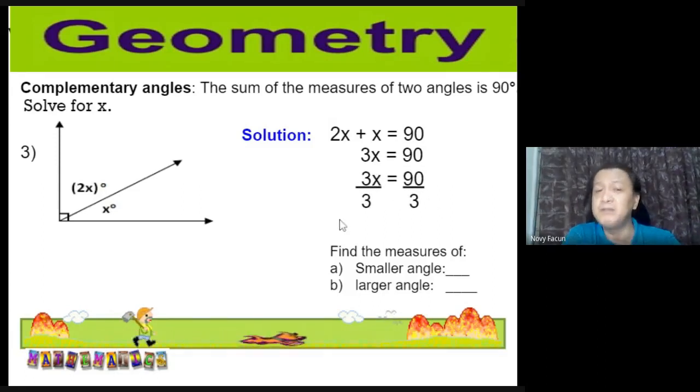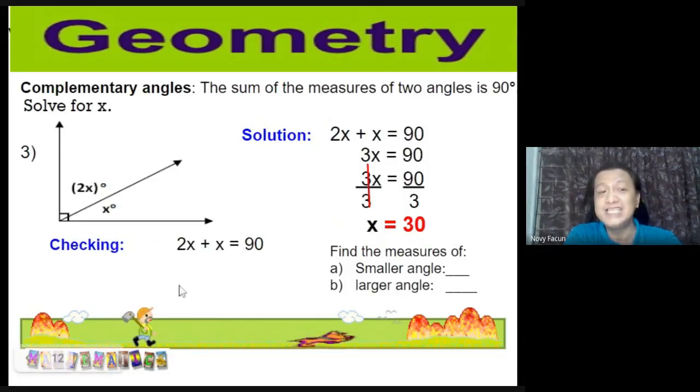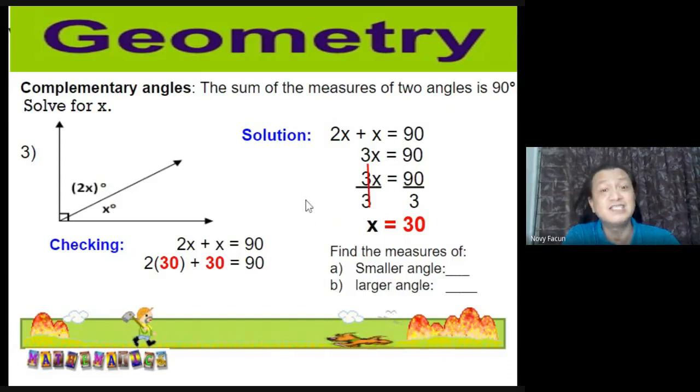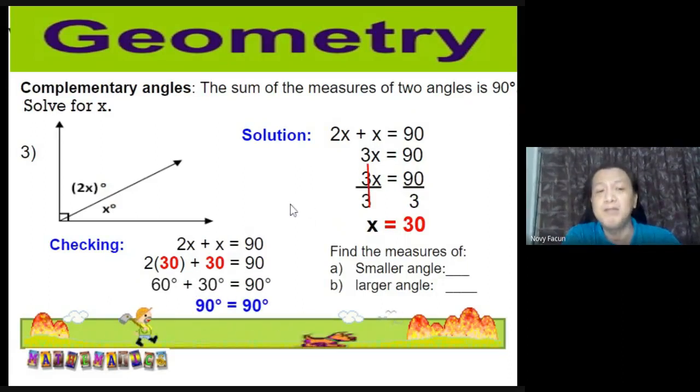Instead of multiplying both sides by the reciprocal of 3, which is 1/3, you can do the shortcut method. So cancel the 3 there, x is left, and that is 90 over 3, that is 30. That is now the value of x. And then you can now find the smaller and the larger angle by checking. Substitute 30 for x in the original equation. So 2 times 30, that is 60. Bring down the 30. What is 60 plus 30? That is 90. And that is called complementary angles.